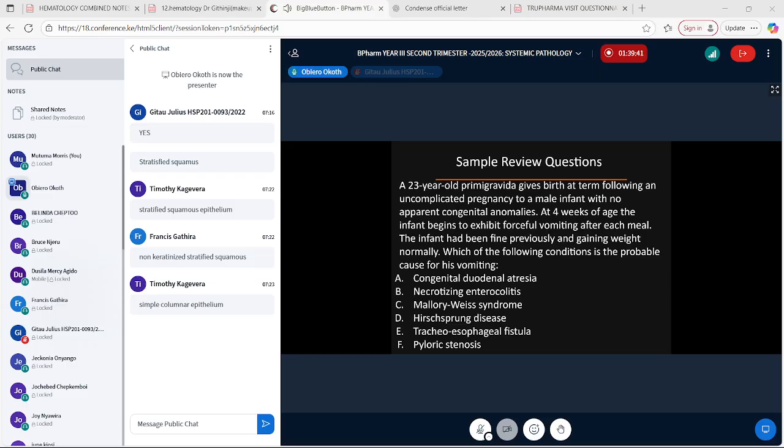This one is difficult because of the long stem. Just look for the keywords. This kind of question, look for the keywords.